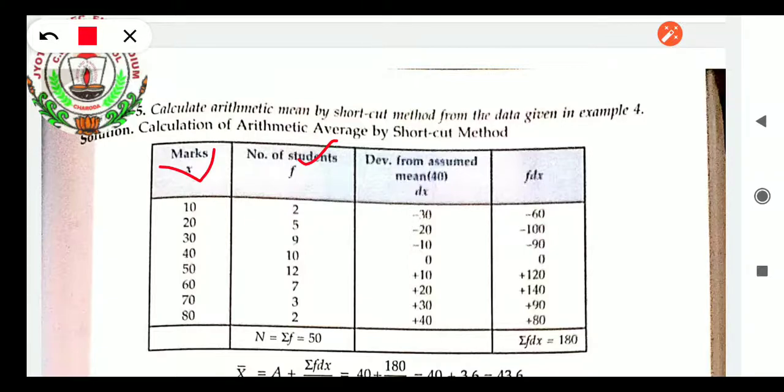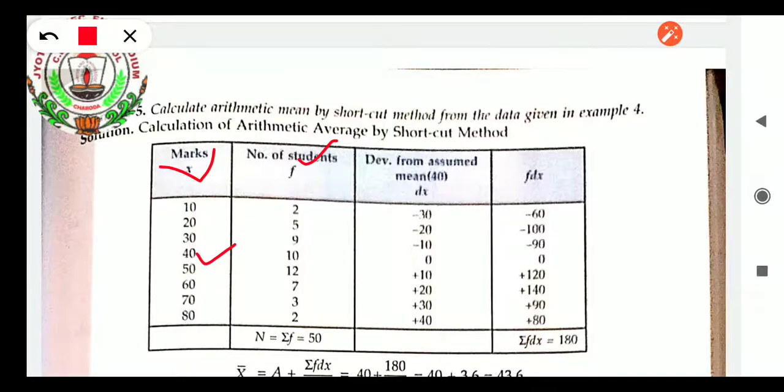What do we have to do? Here x and f are given. You don't have to multiply x and f. From this x you have to take a mid value. Let us take this mid value 40. I will tell you why we are taking 40, not 50. We can take 50, but when we take 50, we get negative answers in x minus a.